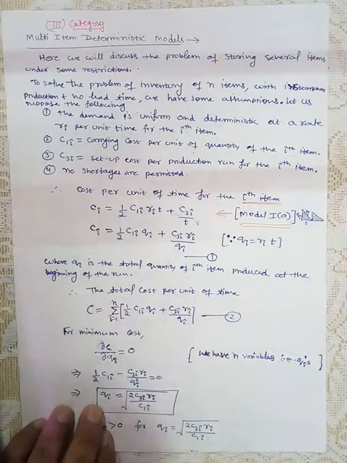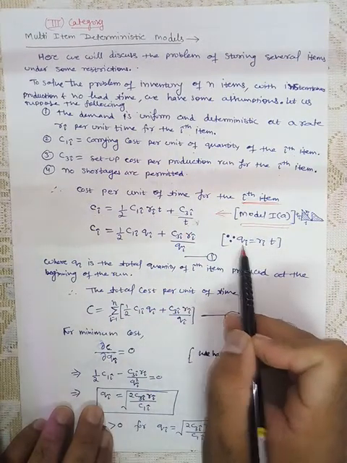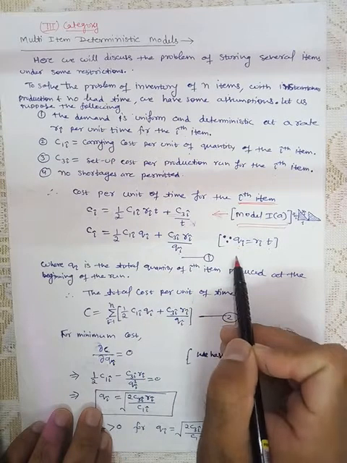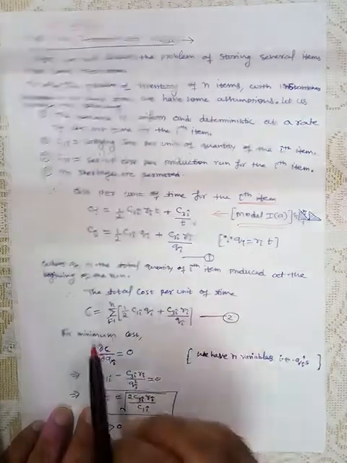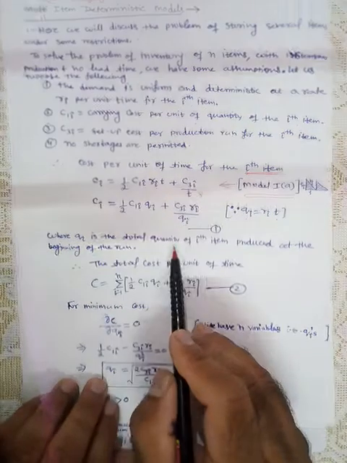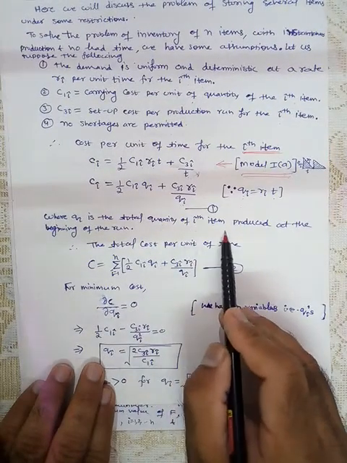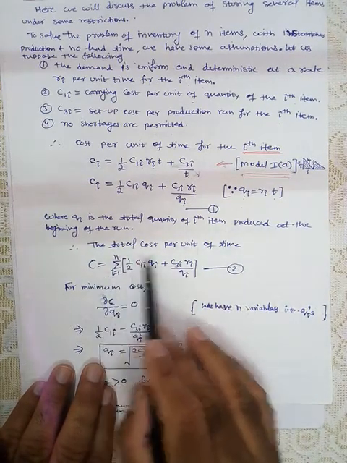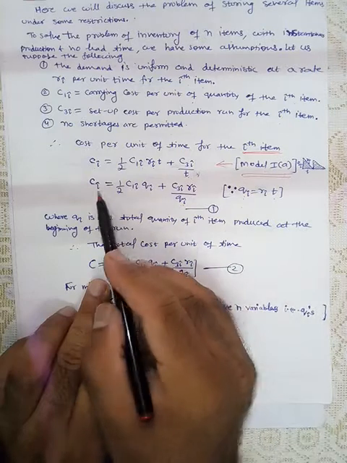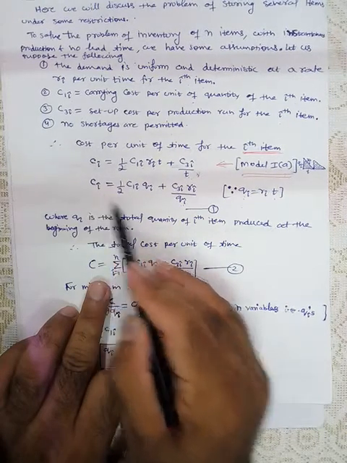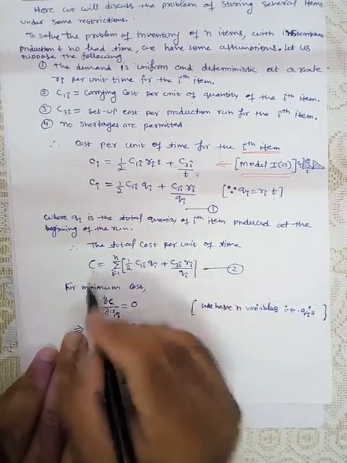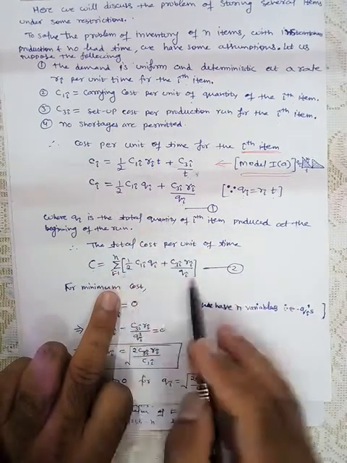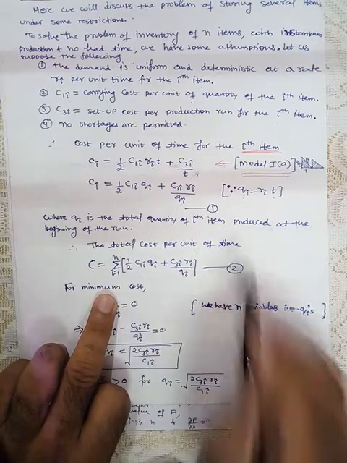So this is the cost. Here T means Qi is Ri T, so T is replaced by Qi by Ri. So this is the cost, where Qi is the total quantity of the ith item produced at the beginning of the run. So the total cost per unit time is, now what we did, we summed everything, C1, C2, C3, up to Cn. So this is C. Total C is the summation from i equal to 1 to n of these quantities. This will produce the total cost.